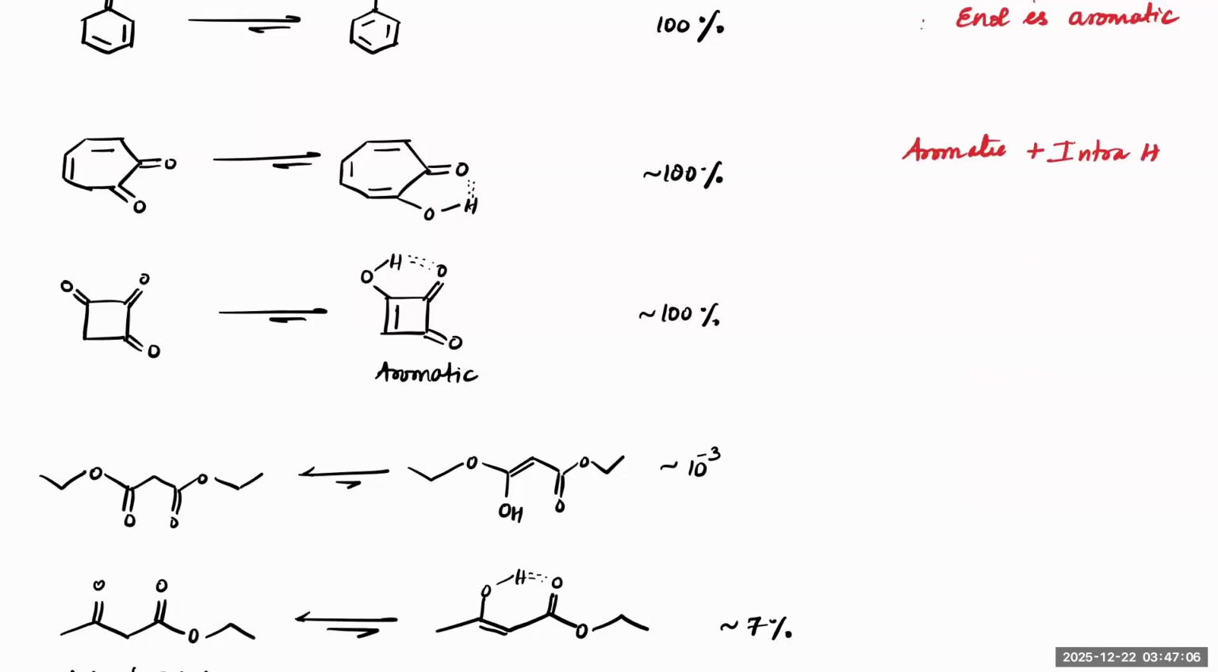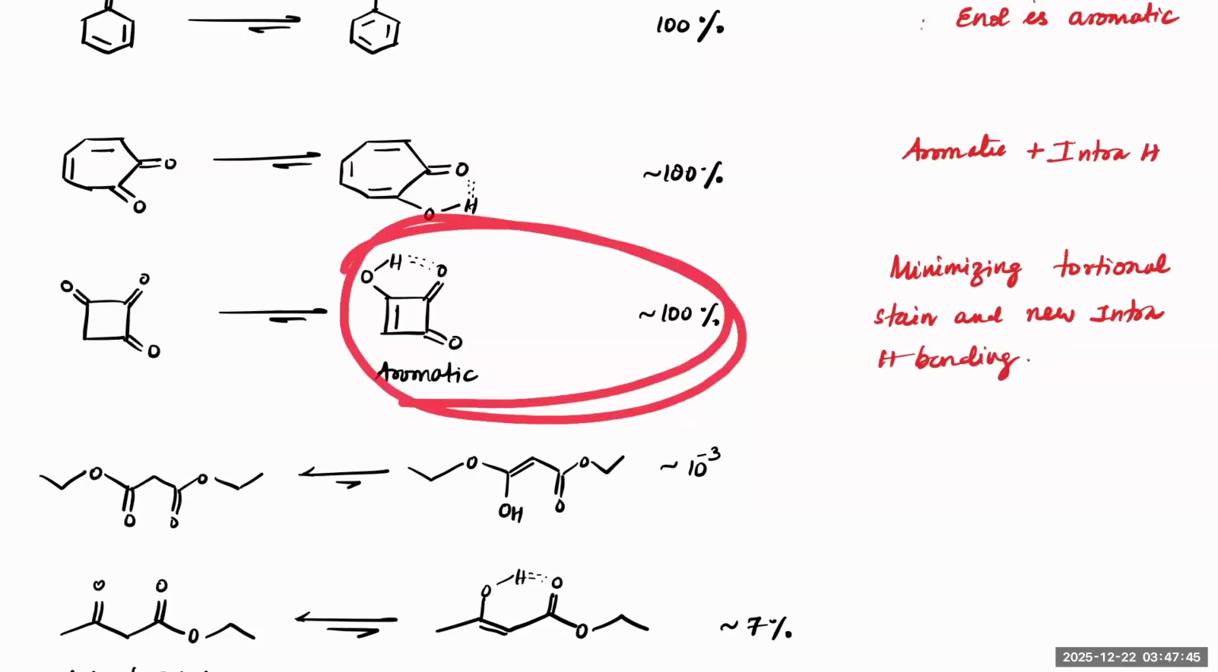Next. In this case, earlier the lone pairs were repelling strongly, which had more repulsion. So what are we doing? We are minimizing torsional repulsion, minimizing the torsional strain, and forming new intra-H bonding. And because of the strong intra-H bonding, the enol will be the 100% form.